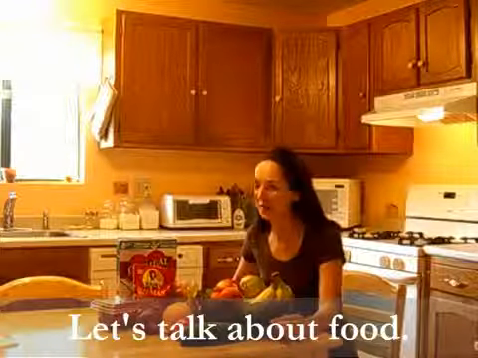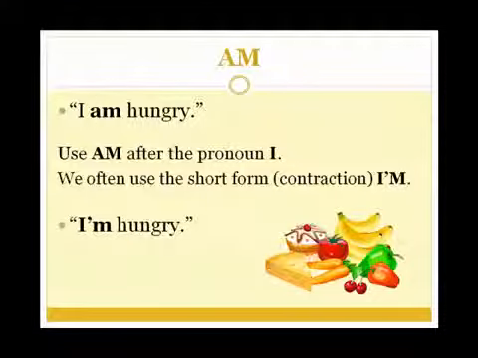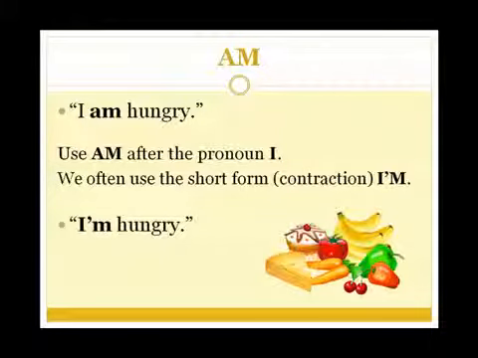I am hungry. Let's talk about food. Am is a form of be, as in, I am hungry. Use am after the pronoun I. We often use the short form or contraction I'm. For example, I'm hungry.